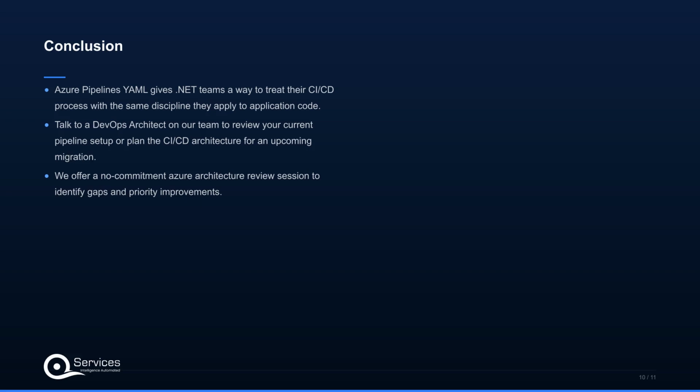Now, conclusion. Azure Pipelines YAML gives .NET teams a way to treat their CI/CD process with the same discipline they apply to application code. The structure is learnable in a day, the patterns in this guide cover most production scenarios, and the remaining complexity is specific to your environment, existing Azure infrastructure, compliance requirements, and service portfolio size.